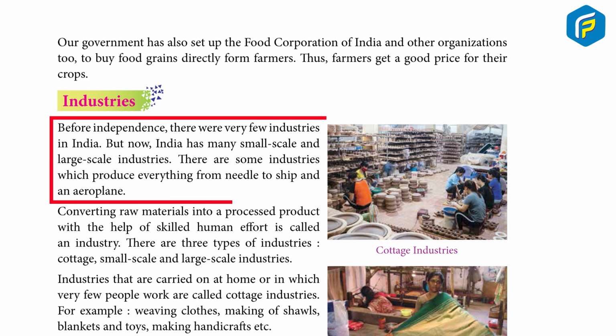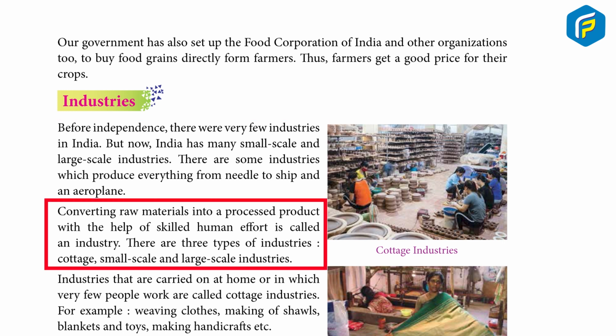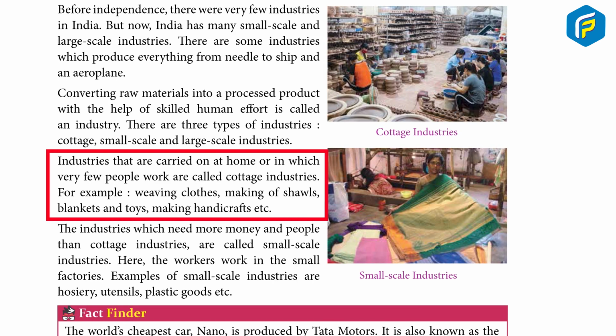Industries. Before independence, there were very few industries in India, but now India has many small-scale and large-scale industries. There are some industries which produce everything from needle to ship and aeroplane. Converting raw material into a processed product with the help of skilled human effort is called an industry. There are three types of industries: cottage, small-scale and large-scale industries. Industries that are carried on at home or in which very few people work are called cottage industries. For example, weaving clothes, making shawls, blankets and toys, making handicrafts, etc.